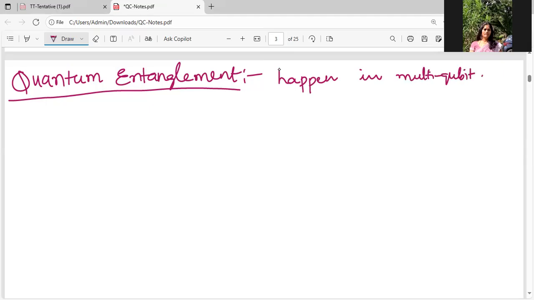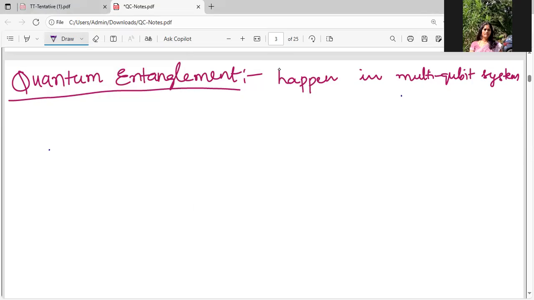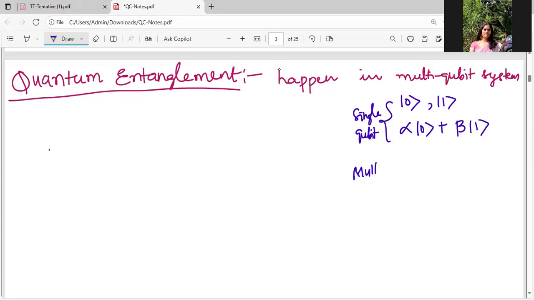What is a multi-qubit system? If you have checked the previous videos, you have this idea that usually the basic states are 0 and 1. I can get one more state using the superposition principle, that is alpha ket 0 plus beta ket 1. These are single qubit systems. Then how do I get the concept of a multi-qubit system?